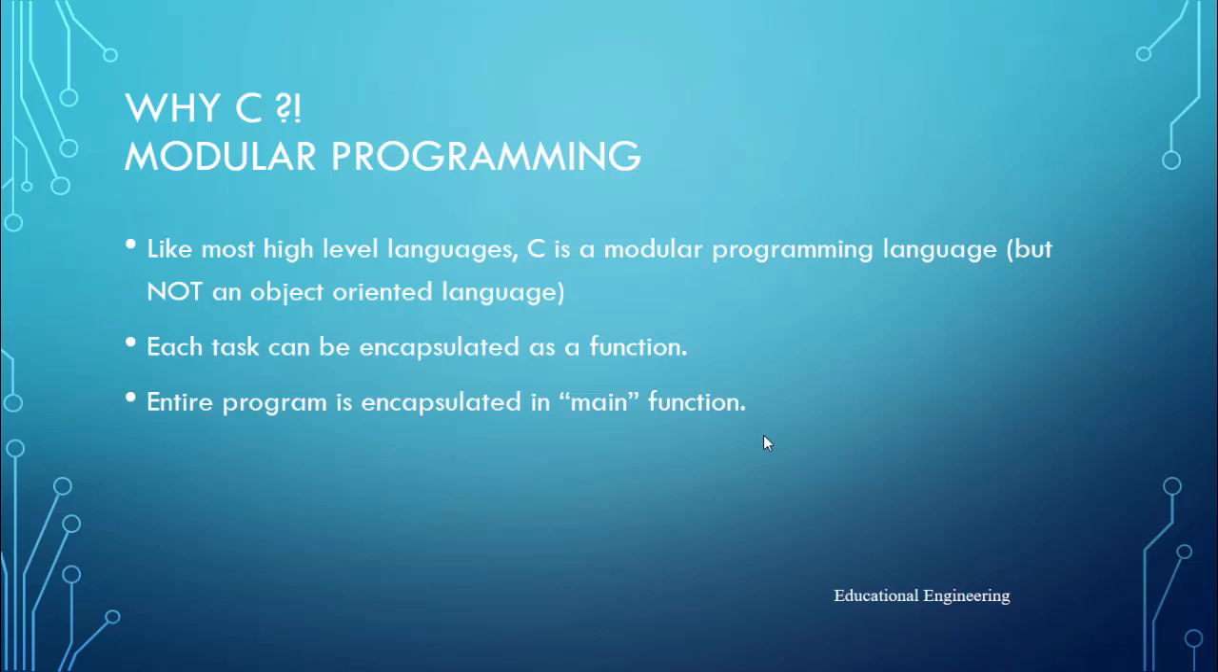Okay, now let's talk about why C. Well, modular programming is the answer. Like most high-level languages, C is a modular programming language, but not an object-oriented language. Each task can be encapsulated as a function. The entire program is encapsulated in the main function.